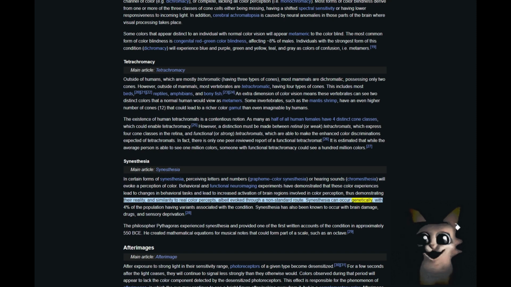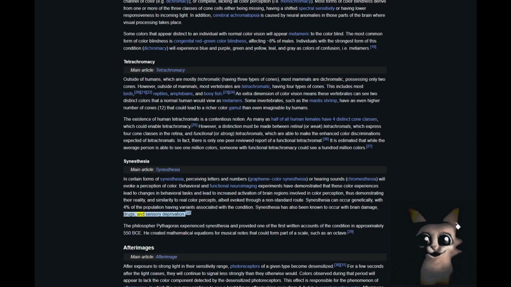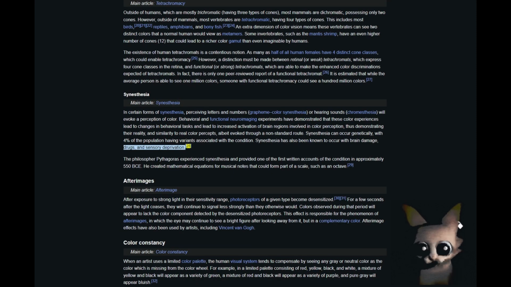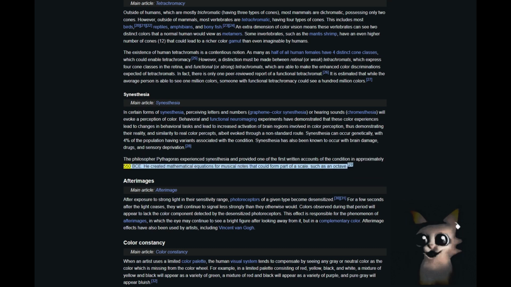Synesthesia can occur genetically, with 4% of the population having variants associated with the condition. Synesthesia has also been known to occur with brain damage, drugs, and sensory deprivation. The philosopher Pythagoras experienced synesthesia and provided one of the first written accounts of the condition in approximately 550 BCE. He created mathematical equations for musical notes that could form part of a scale, such as an octave.